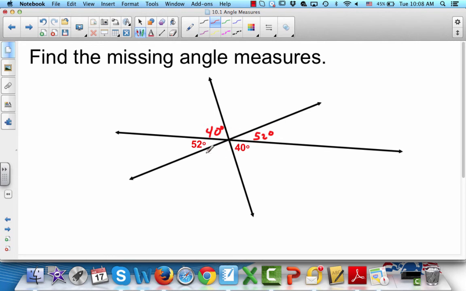Now, let's look at this. This angle is what kind of angle? See that straight line there? A straight line forms a 180 degree angle. And this whole angle is made up of 1, 2, 3 angles. So if we add this one and this one and this one, we'll get 180 degrees. So we go minus 52 and minus 40, and that gives us 88 degrees. So this angle is 88 degrees, which means this angle is 88 degrees.